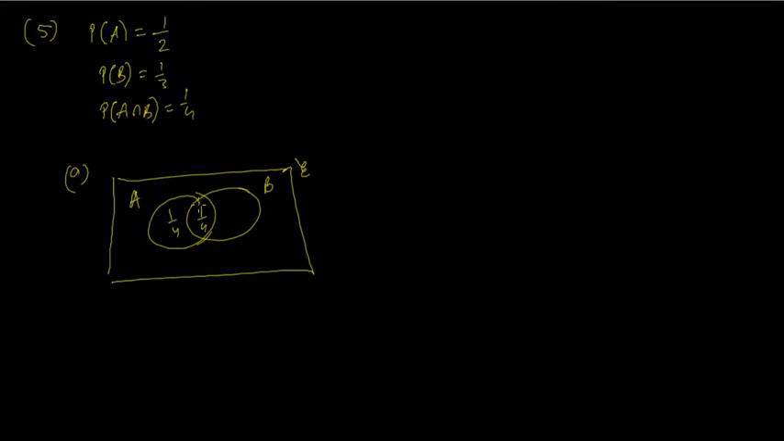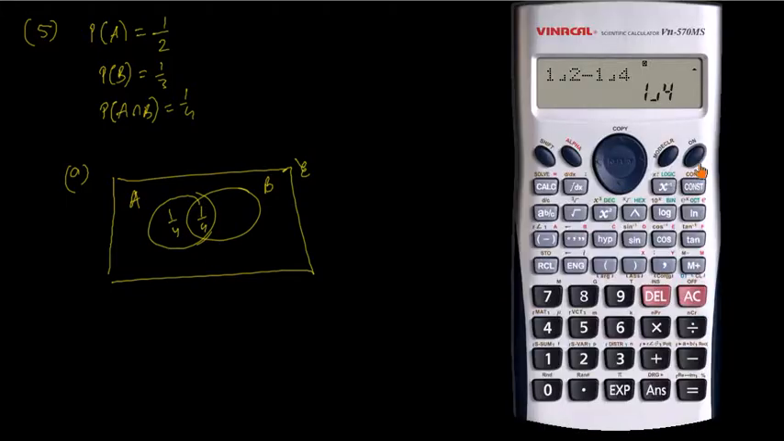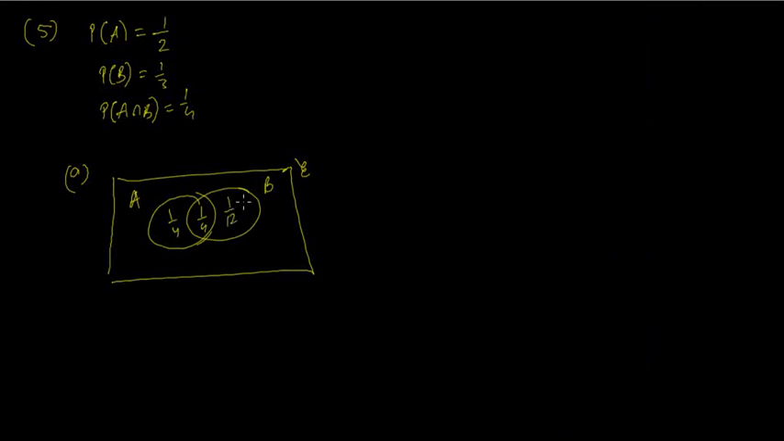So if you want to find this region, from the entire circle A you have to subtract the intersection, then you will get this region, which is A intersection B prime. Now for this region, again, from the entire B, 1 by 3, you have to subtract 1 by 4. So that is going to be 1 by 3 minus 1 by 4. That would be 1 by 12. So this is 1 by 12.